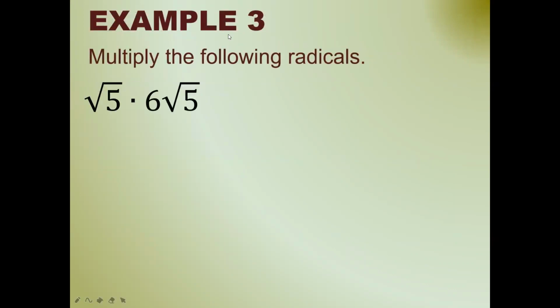Example number 3. Multiply first the coefficient 1 and 6. So 1 times 6 is 6. Then multiply natin si radicands now 5 and 5. So that is square root of 25. Now, square root of 25 is equals to 5, times the coefficient. So that is 30. Perfect square kasi is 25. So final answer is 30.